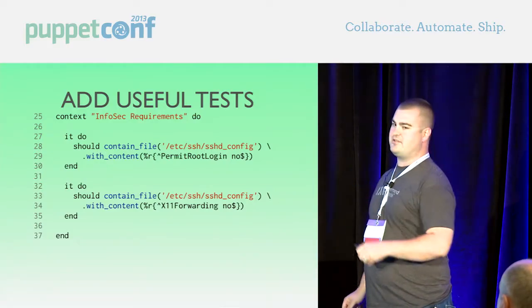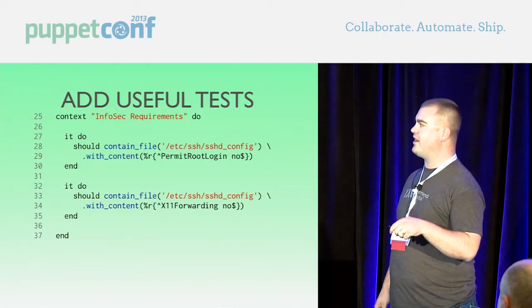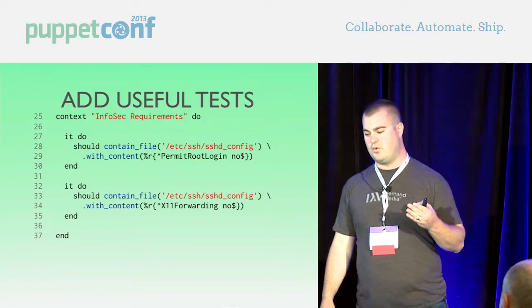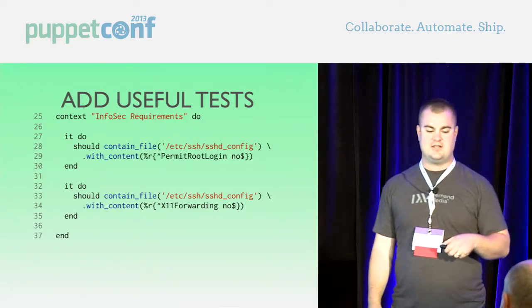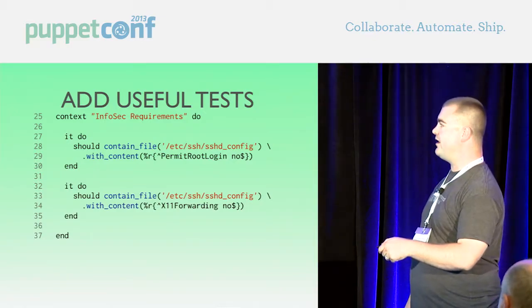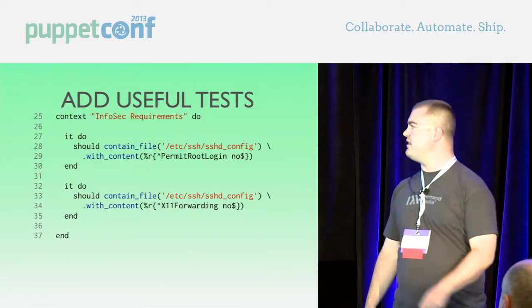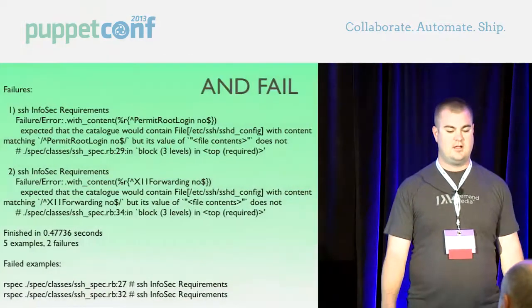My apologies to those that are used to the slashes. I just find this notation a bit easier when I'm working with Ruby because it means that I don't have to escape as many characters. So we're testing for those two things. Permit root login, no. X11 forwarding. This actually looks useful. And fail.